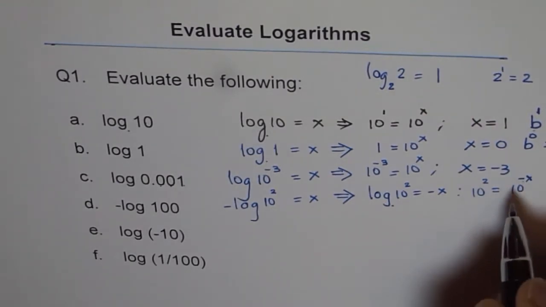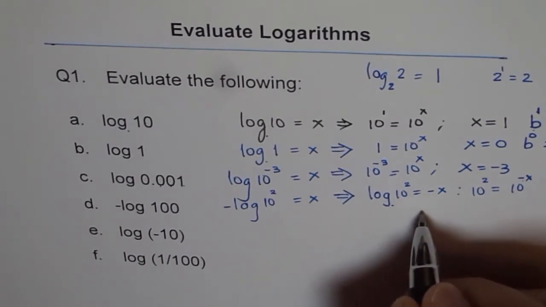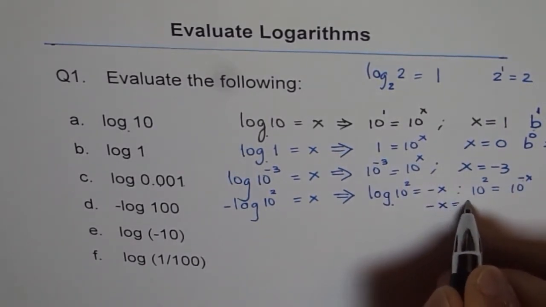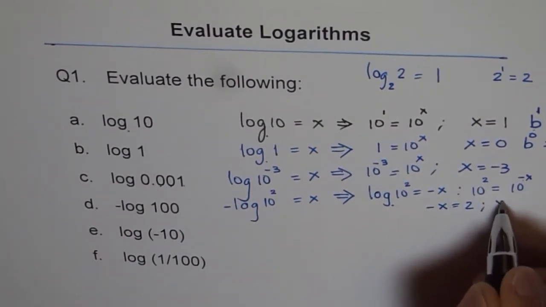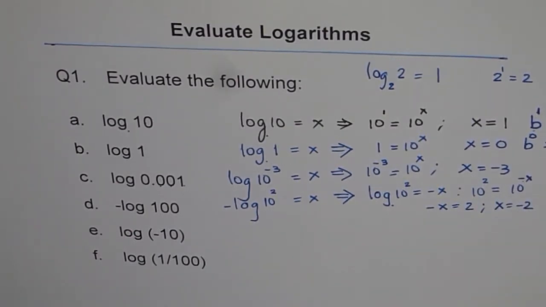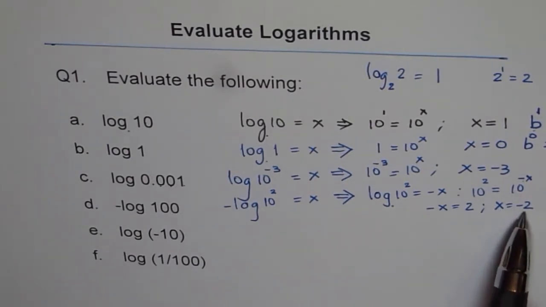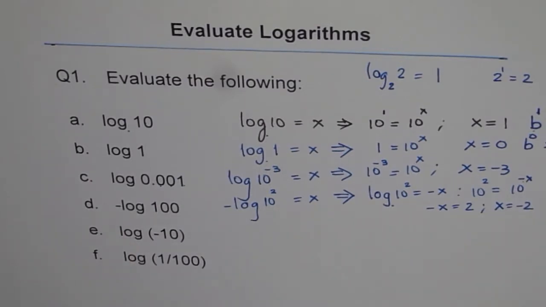Do you see that? So from here, we have minus x equals 2, and that implies that x equals minus 2. Do you understand? So that is how we get our answer. x is equal to minus 2, right? Then we will get this answer.